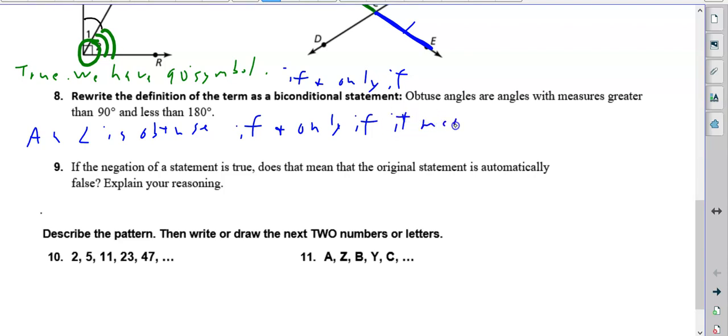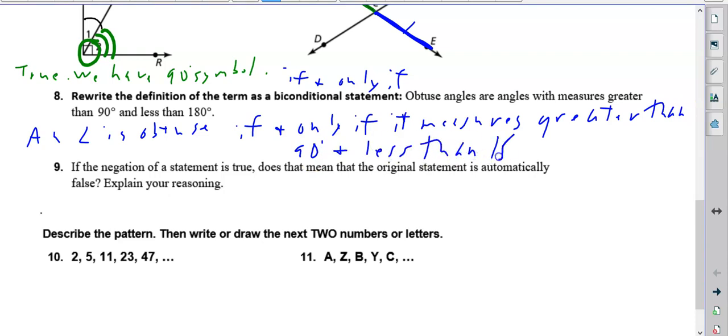It measures greater than 90 and less than 180 degrees. Okay?